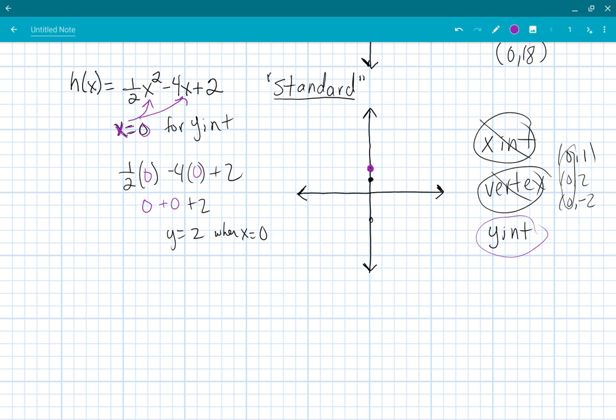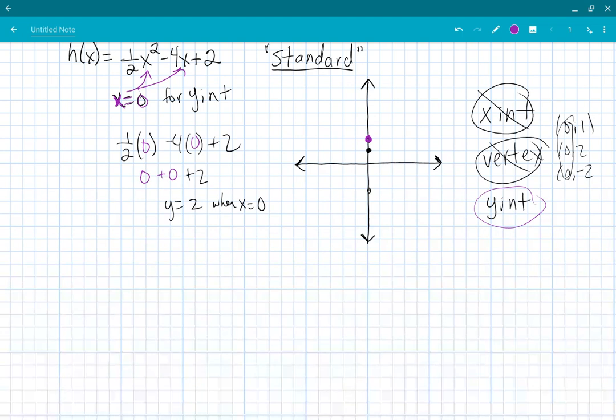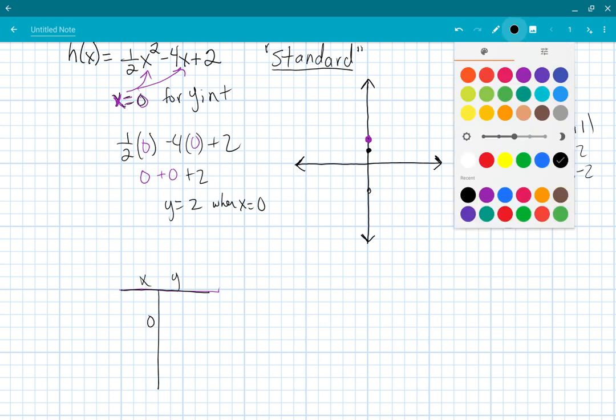So for this one, you would have to make a table and just keep on plugging in and plugging in and plugging in. All right, let's plug in some numbers then. Okay. All right, so we already did 0. What number would you like to plug in? 1 or -1? 1. All right, let's plug in 1. There we go. So I'm going to plug in 1.